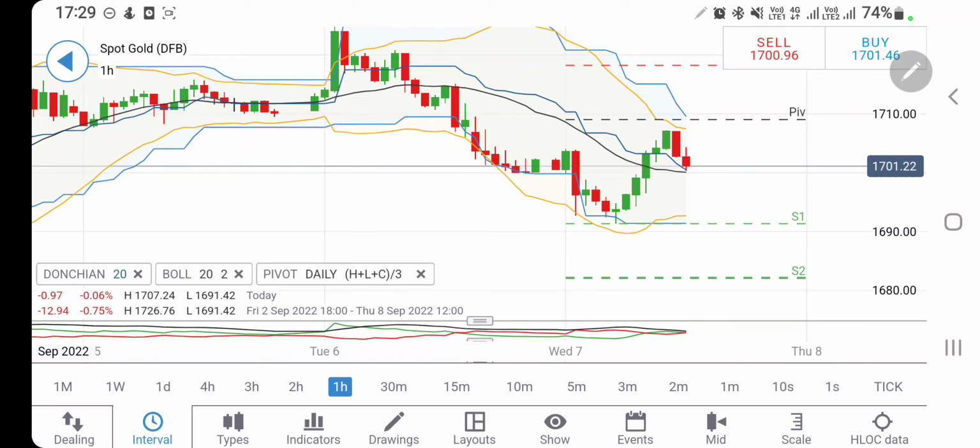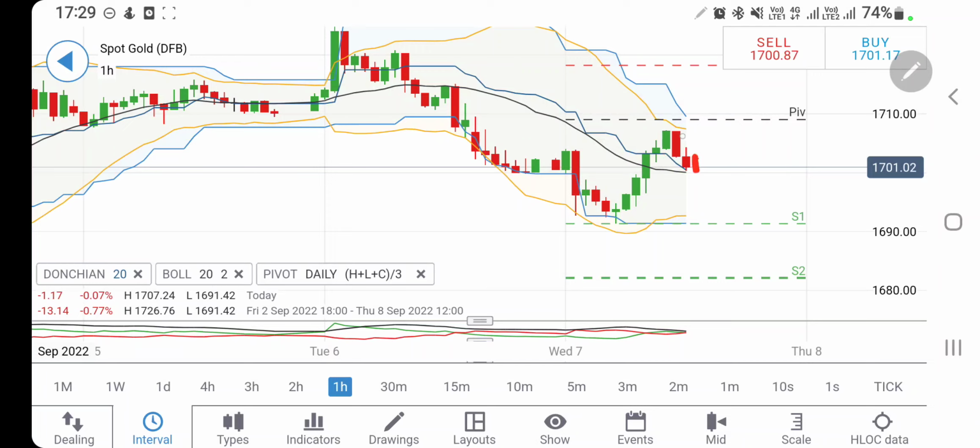Now look at the hourly charts here. On the hourly chart, see, this was the bullish rise on gold after achieving the lowest at 1691, and now it is trying to drop again. It has formed a wick out there, and see, this hourly candle is about to close, and possibly if it is bullish it has to reverse from here.